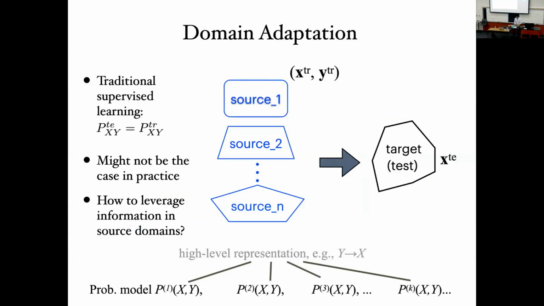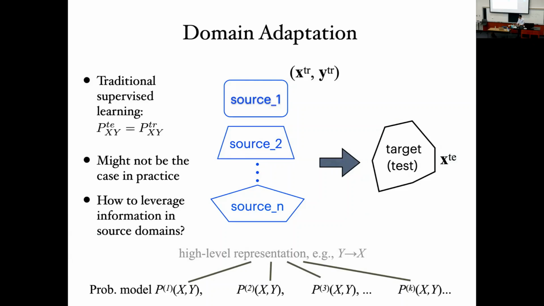Right here, this is the basic setting of domain adaptation or transfer learning. Here, I don't really want to distinguish between domain adaptation and transfer learning. Some people use them in different ways. Basically, the underlying assumption is the same. Even domain generalization can be seen as a kind of adaptation problem. So I don't really distinguish between those tasks.